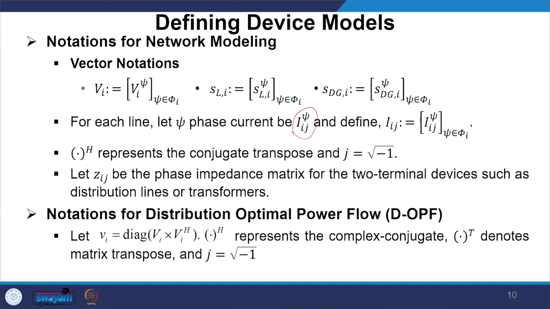Let Z_ij be the phase impedance matrix for the 2 terminal devices such as distribution lines or transformers. Now, in case of the distribution optimal power flow, D-OPF, notation, we can say let V_i be the diagonal of V_i, and V_i^H represent the complex conjugate, dot T denotes the matrix transpose, and j has already been defined as the square root of -1.